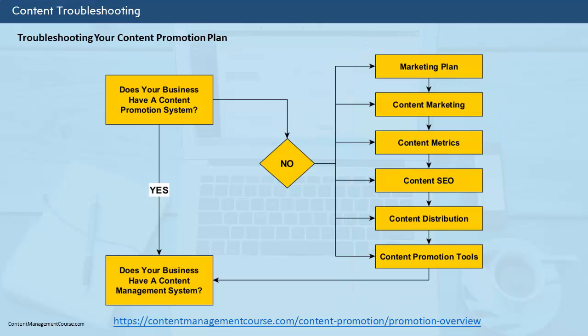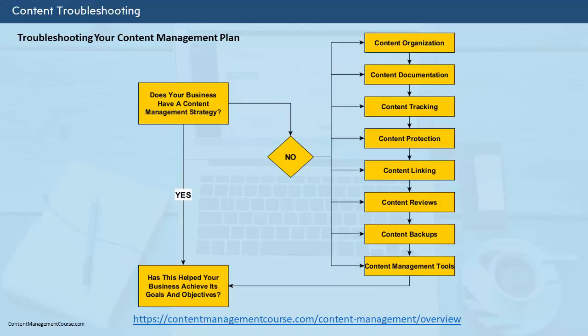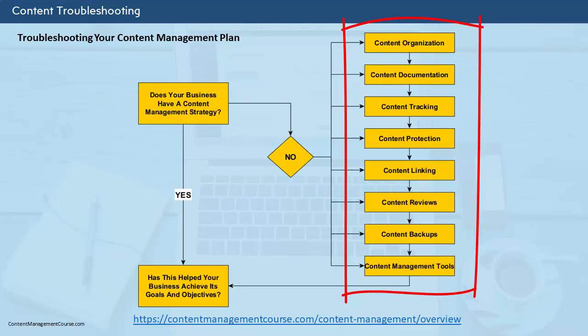Similarly, if after drilling all the way down there are still issues, then you would go through your content management plan and review whether there are any areas here that are causing these issues. For example, issues at this level may be related to poor organization, poor time management, work overload, blurry roles and responsibilities, or a lack of documentation, or even issues with content tracking and content protection, poor content linking practices, failures to back up content, a lack of knowledge of using management tools, and so on.